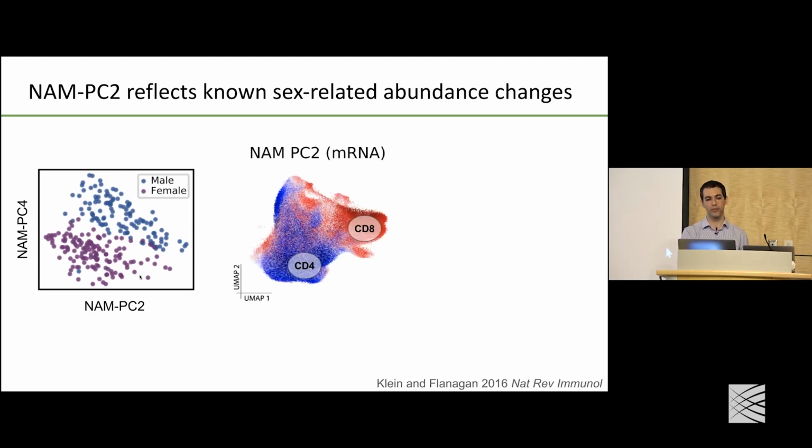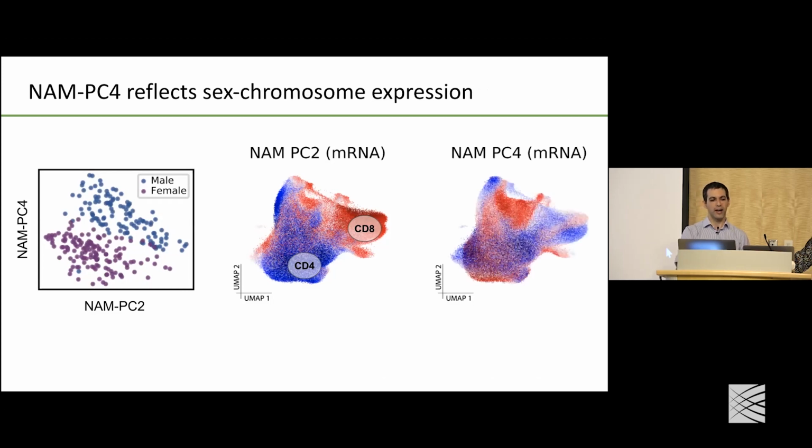And when we looked into what NAM-PC2 was, we found that it seemed to largely capture known abundance differences of CD4 and CD8 T cells between males and females. There's this well-known thing that males tend to have a higher CD8 to CD4 ratio, which is what we're seeing here. NAM-PC4 was a bit more surprising. You can see here that the neighborhoods don't segregate neatly by color in UMAP space. They're really interspersed, the red and the blue.